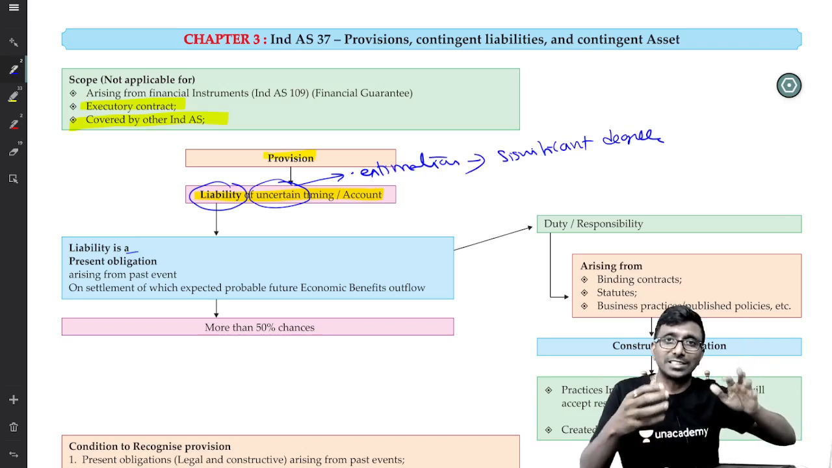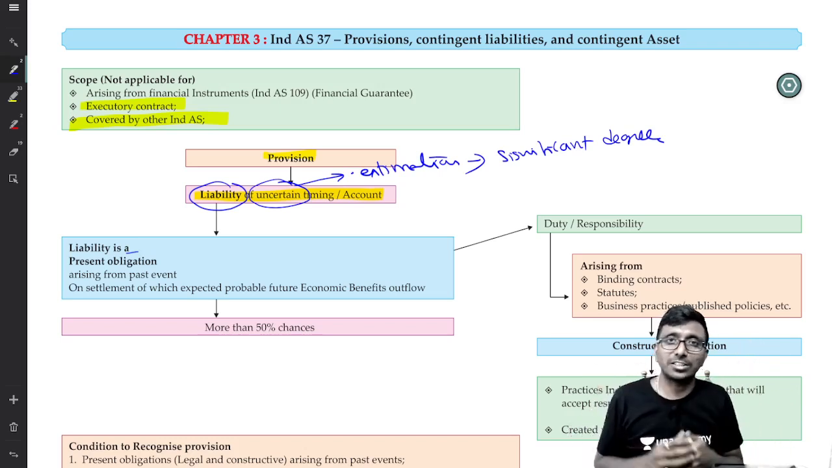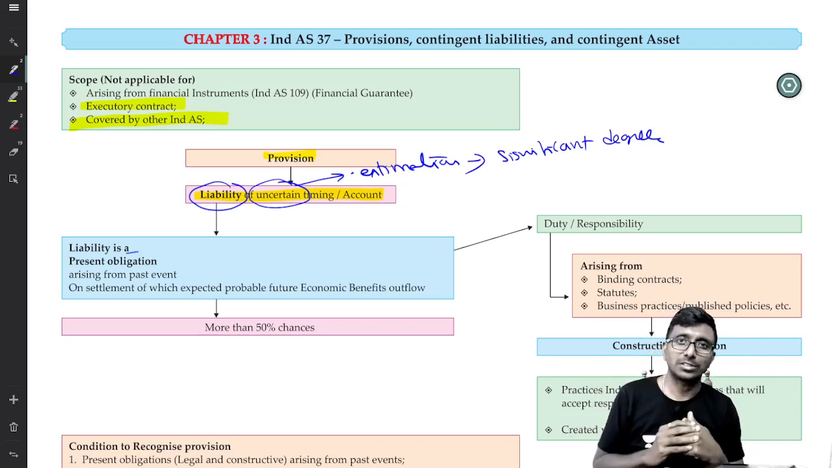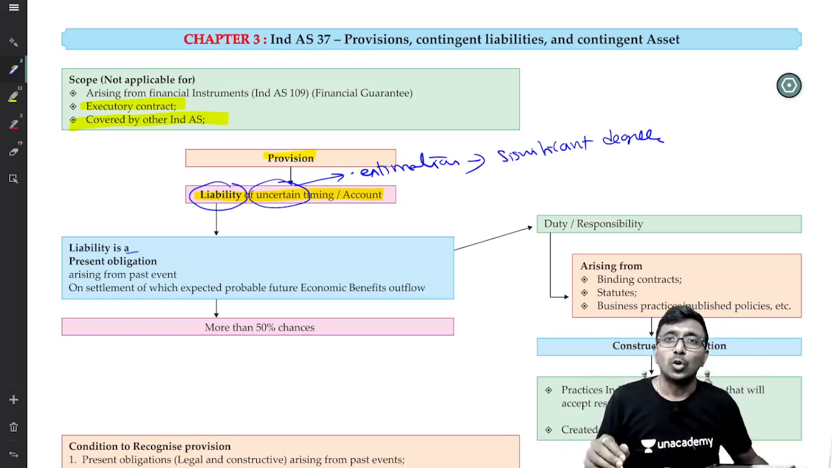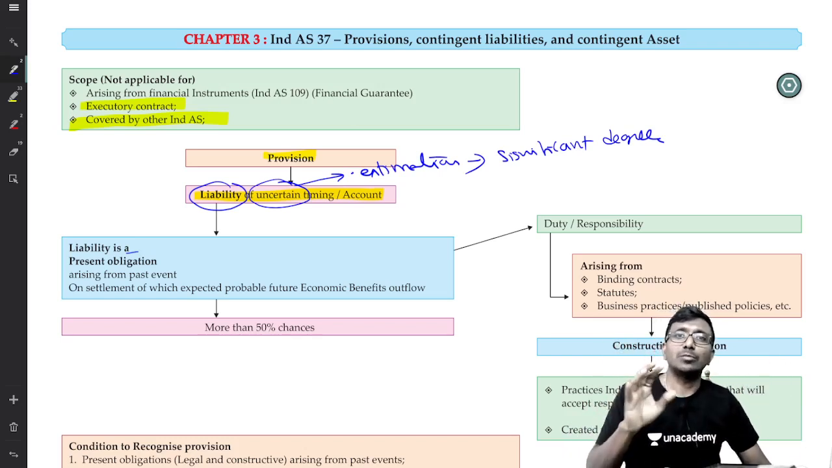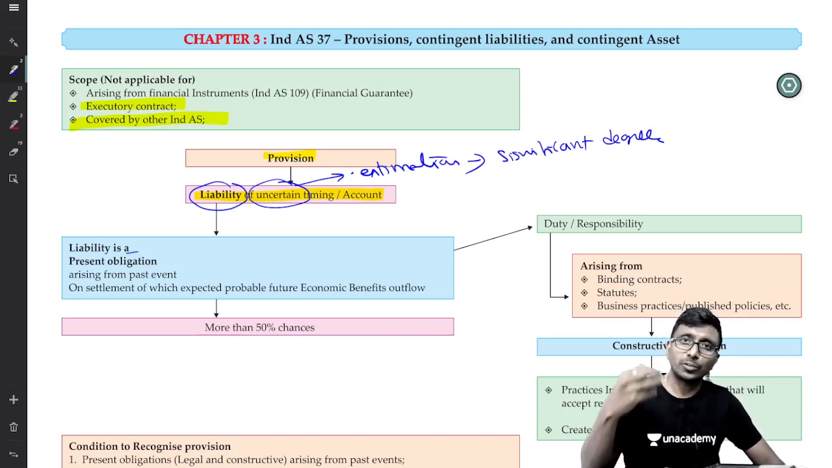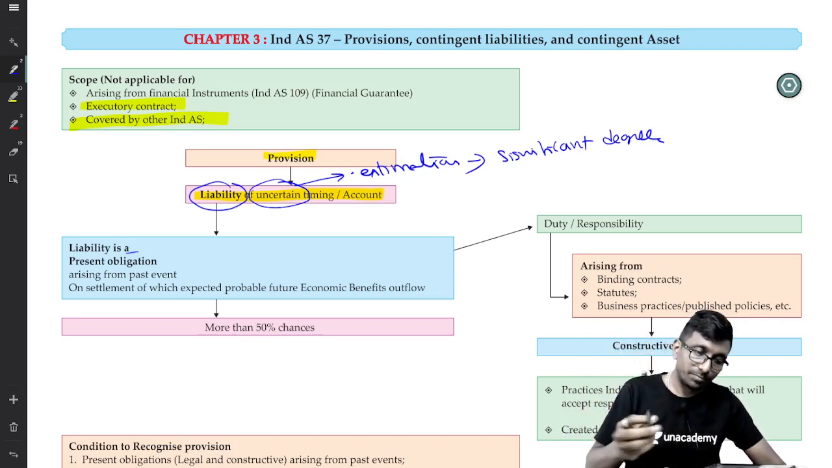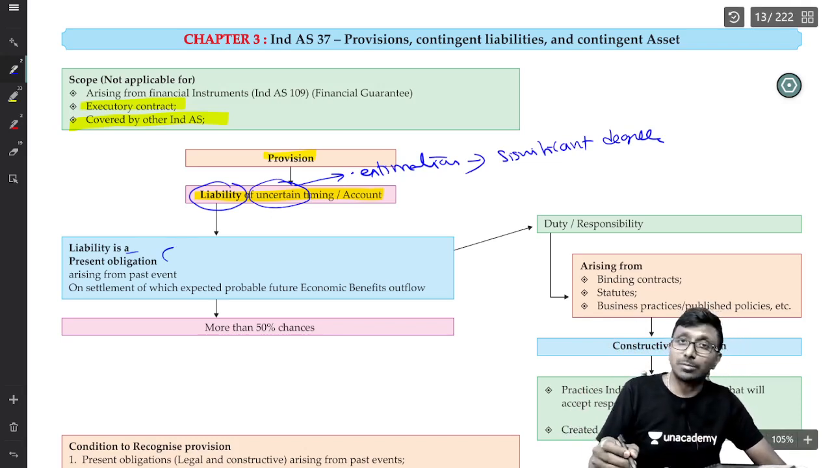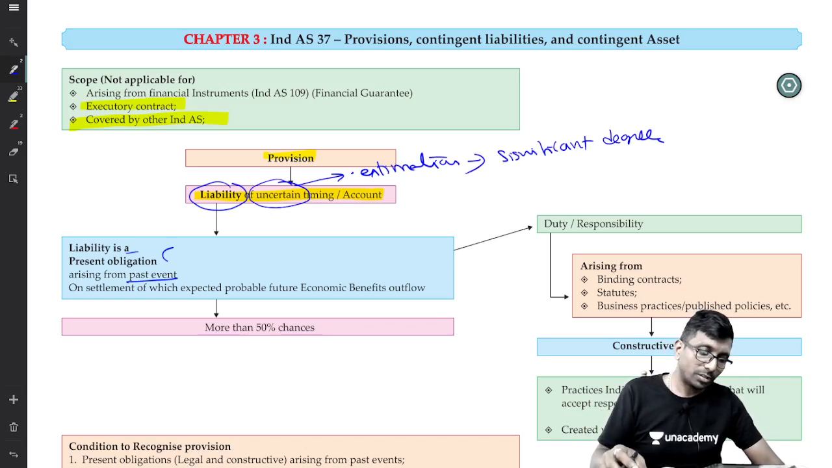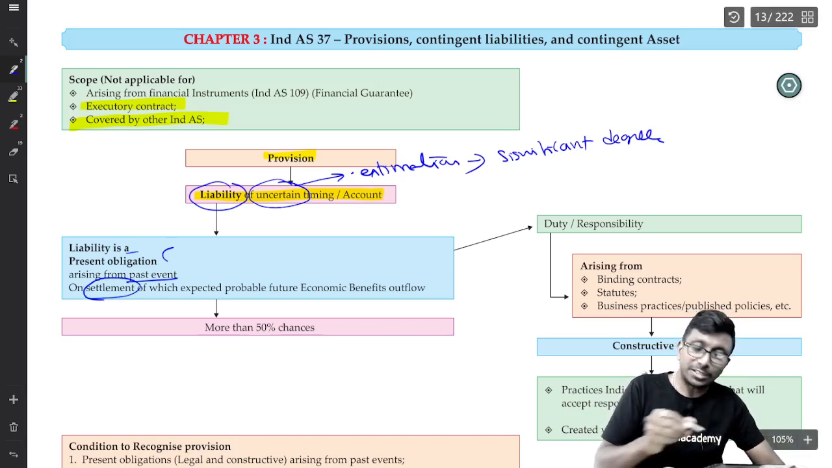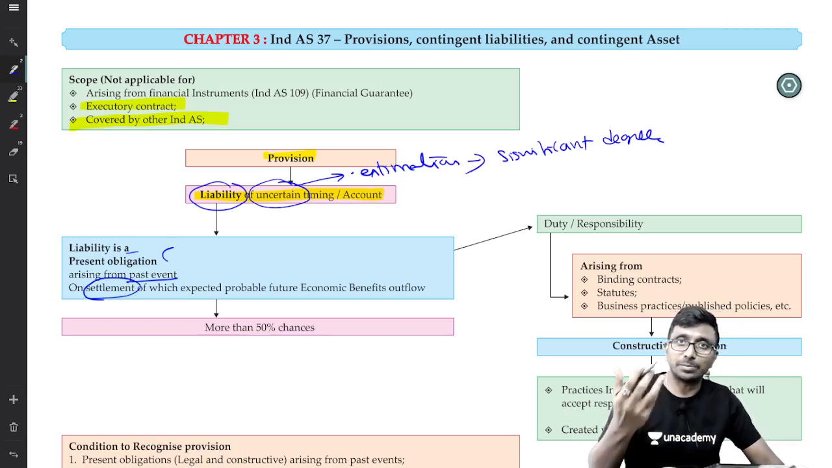Correct? And that is giving an expectation in the minds of the other party. The other party is nothing but the employees, that this year also we will be getting the bonus. Like that, there are a number of examples practically, which, as I told you, create an expectation in the minds of the other party, and that is called constructive obligation. So you have a present obligation because of the past event. Very good.